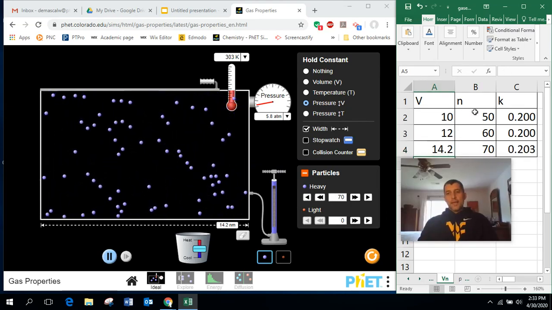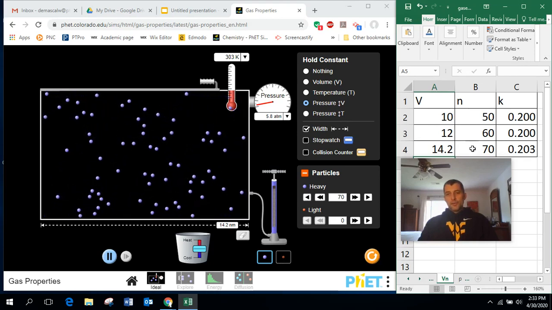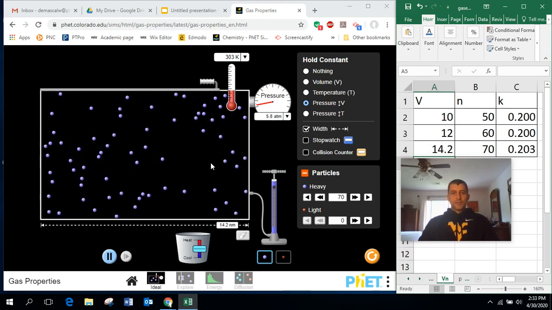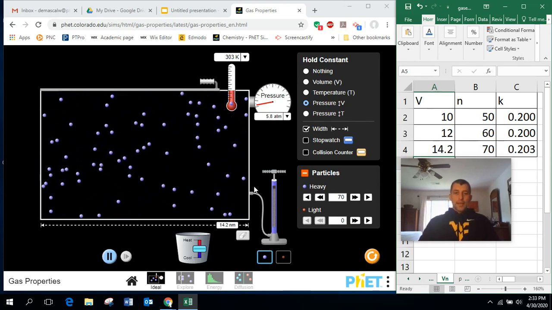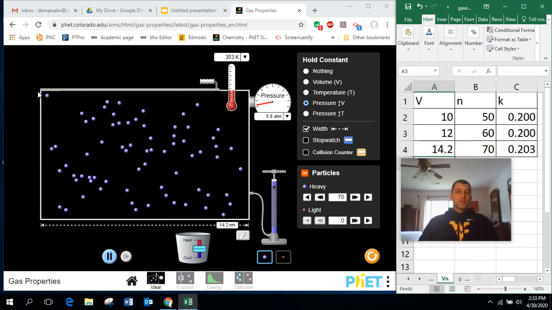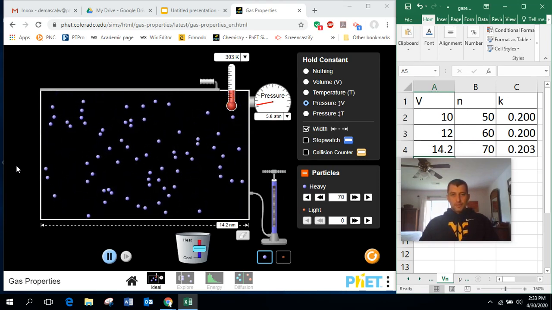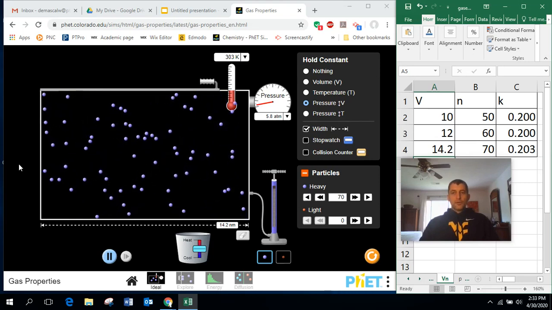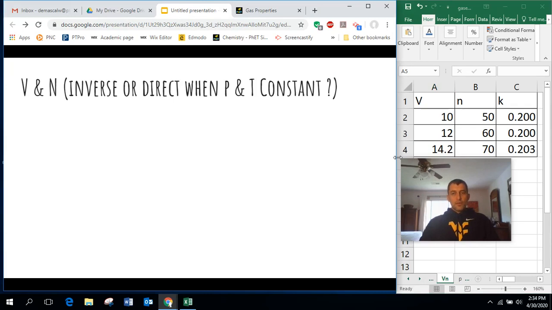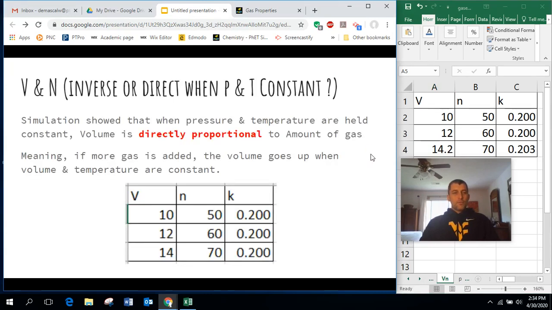What we see is as the amount increases, the volume increases when pressure is constant. This is equivalent to putting air into a balloon. Every breath you blow into the balloon gets bigger. The volume increases when you increase the amount. So that's our relationship that we see for our volume and amount. It's direct. So volume and amount are direct. Pressure and amount are direct.